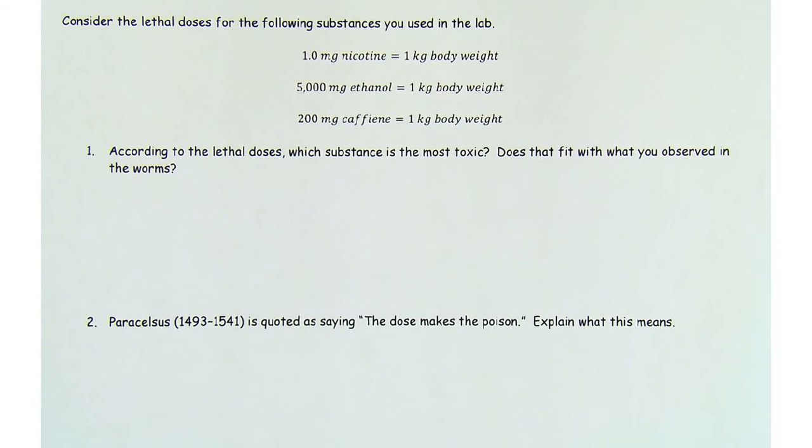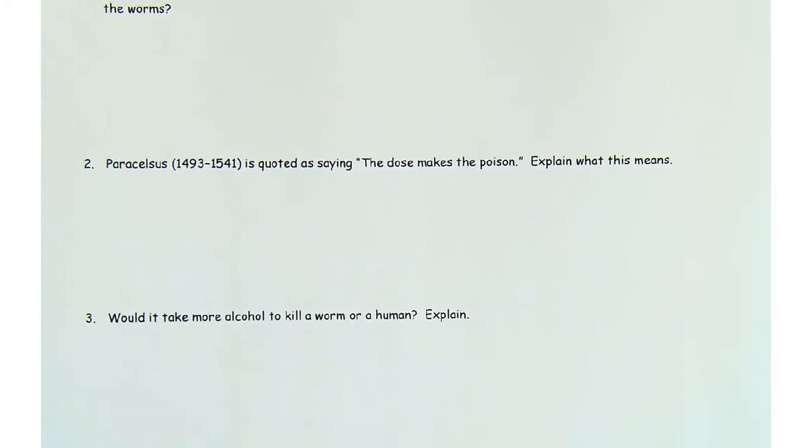For question 2, some person whose name I can't pronounce is quoted as saying, the dose makes the poison. Explain what this means. Why is it not only important what poison you use, but also how much you use? You can think about that. For question 3, would it take more alcohol to kill a worm or a human? Explain. My guess is you have some intuitions about is it easier to kill a worm or to kill a human?